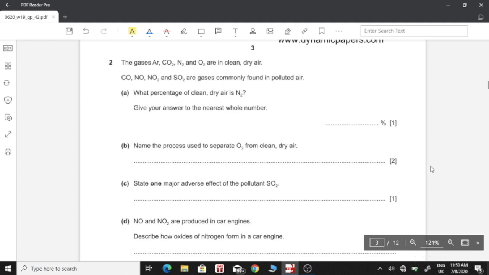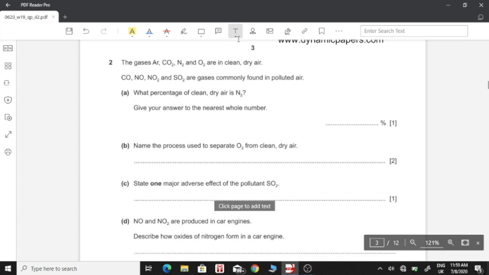Question number 2. The gases argon, carbon dioxide, nitrogen and oxygen are in clean, dry air. Carbon monoxide, nitrogen monoxide, nitrogen dioxide and sulfur dioxide are gases commonly found in polluted air. What percentage of clean, dry air is nitrogen gas? Give your answer to the nearest whole number.